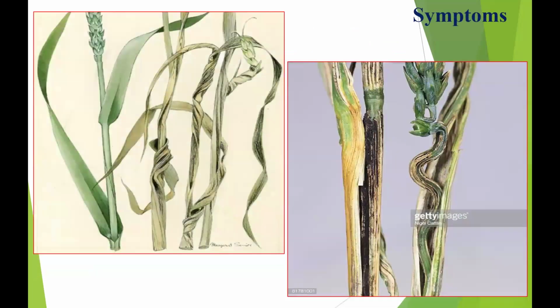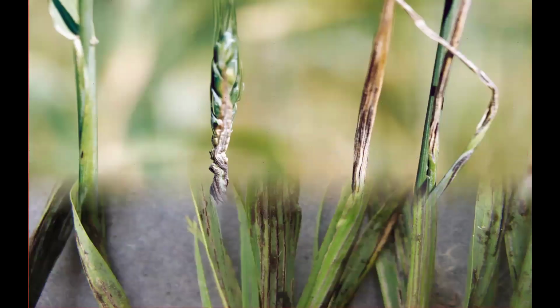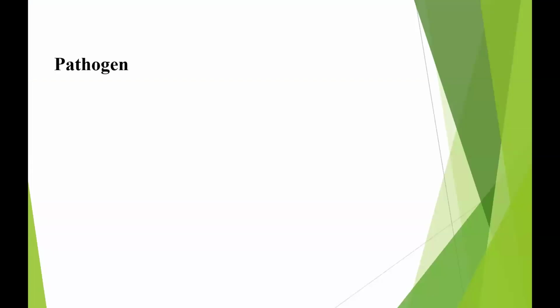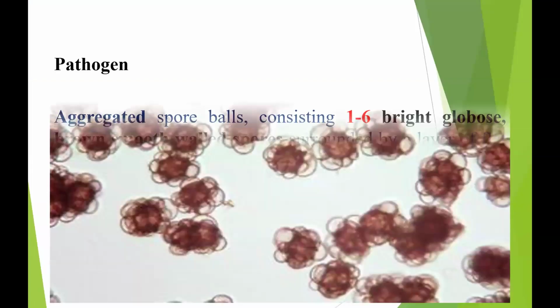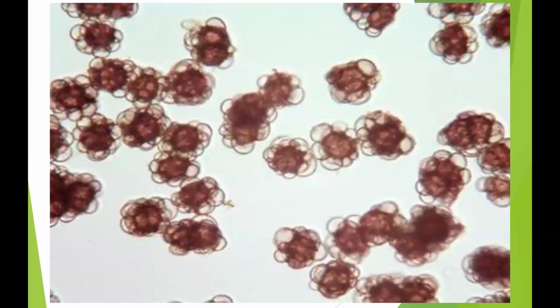This is the twisting and curling of the leaf sheath, and these are the sori balls between the leaves. And this is how the pathogen looks under the microscope. It is an aggregated form with 6 to 18 globules, like hyaline structures, attached to it.